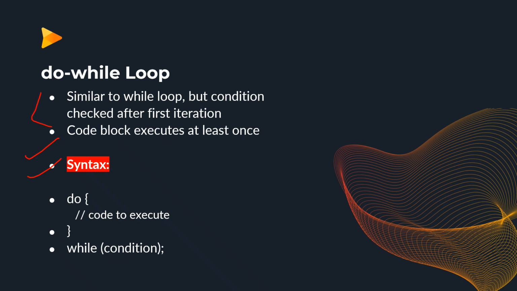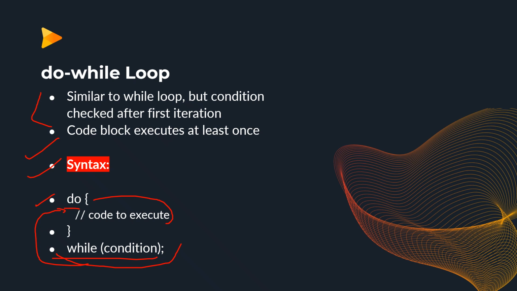Okay, so the do while loop is similar to the while loop, but there is one change. We are going to use the do keyword first, and after performing the task we are going to check the condition. Whenever the condition is true, it will again perform this task, and again go and check that the condition is true.